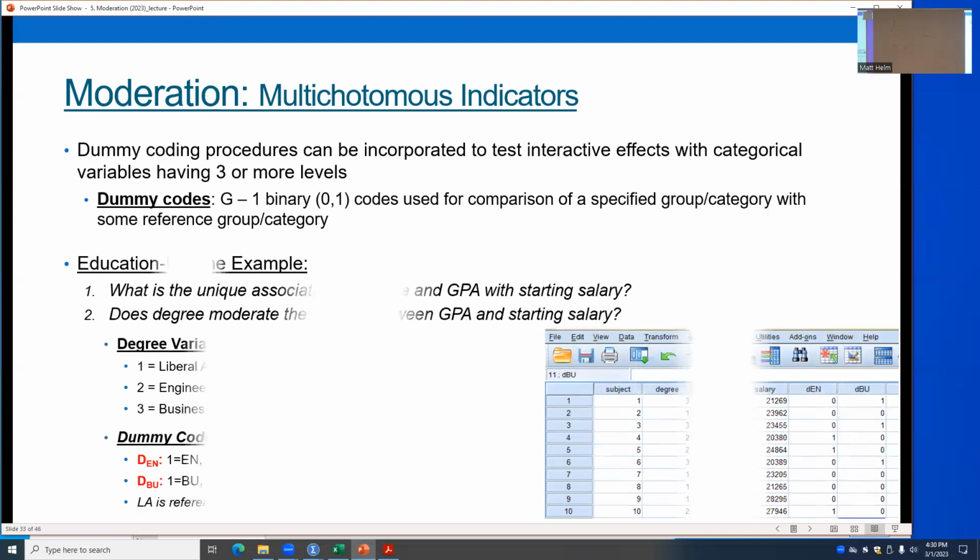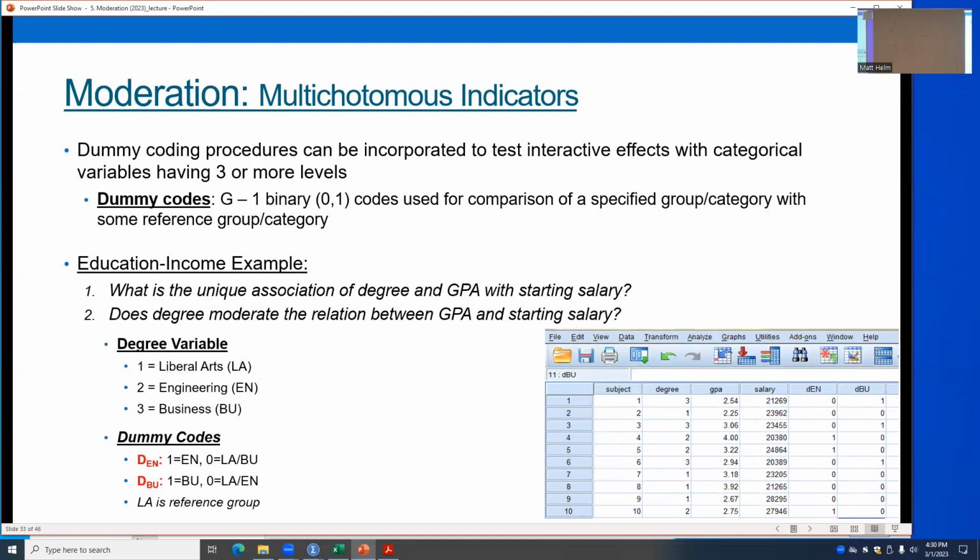Okay. So this is an example pulled out of Aiken and West in that sort of tiny book that is kind of nice in terms of looking at what's going on with these types of regression models. So here they've got some data looking at the relation of degree, program, and GPA on eventual salary. And so the question here is, what is the unique association of degree and GPA with starting salary? And then does degree moderate the relation of GPA and starting salary?